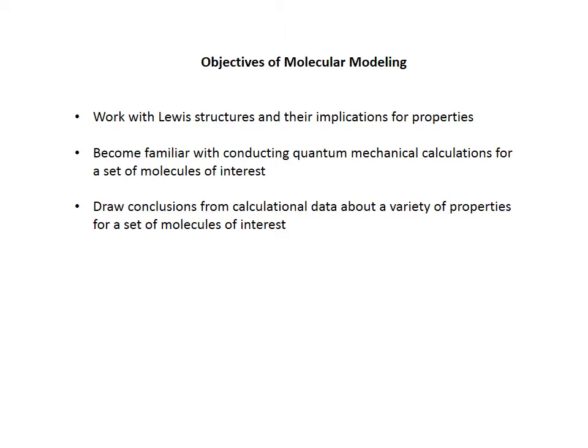Some of the objectives in this lab: you should be able to work with Lewis structures and determine some of the implications of their properties, things like shapes, dipole moments, things of that nature. We want you to become familiar with conducting quantum mechanical calculations for a set of molecules of interest. This doesn't mean you're going to be doing a lot of math. It's all contained within the program, but you get to see some of the sorts of information that come from these types of calculations. And we also want you to draw conclusions from these calculational data about some of the properties of molecules: bond angles, bond lengths, polarity, things of that nature.